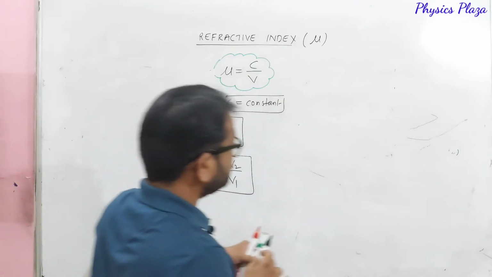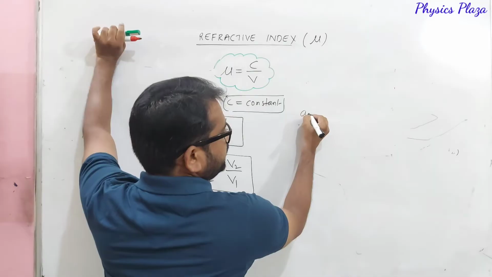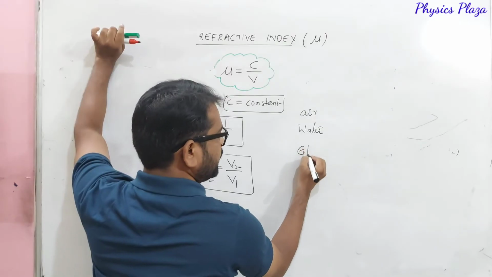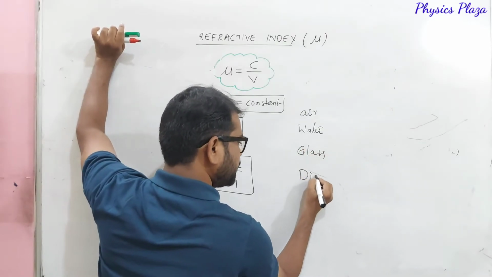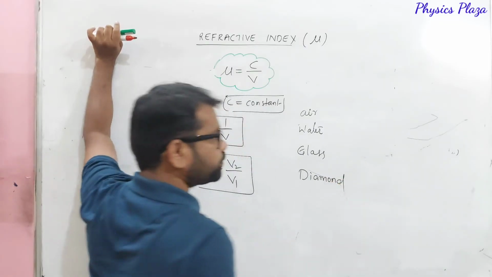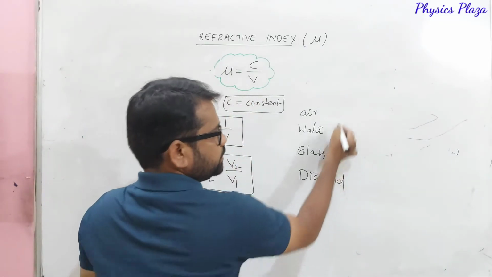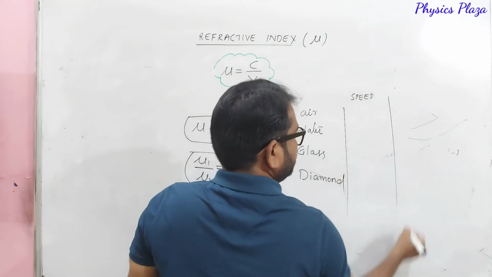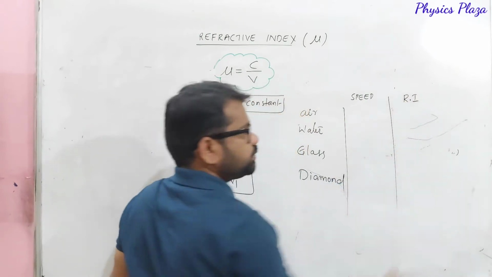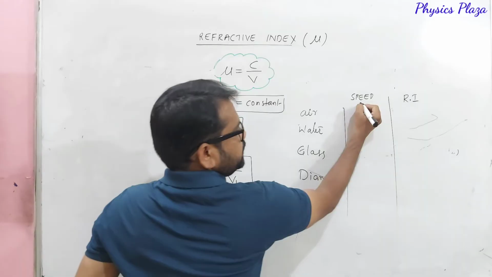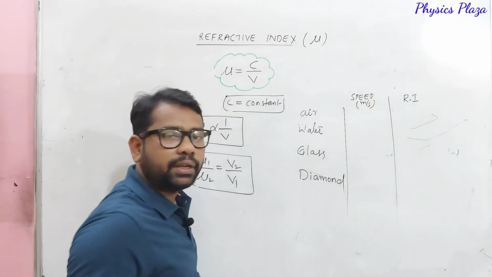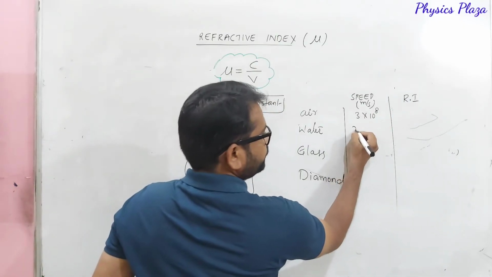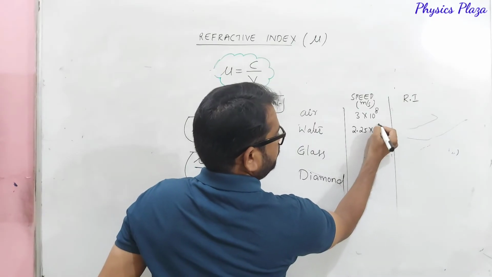Look here, children. Suppose here we take air as a medium, and let us take water. Next glass, and here diamond. Now let us see the speeds. First, the speed of light in these different mediums. Then we will see the refractive index values also. The speed of light is in meter per second. In air it is 3 into 10 power 8, whereas through water it is 2.25 into 10 power 8.